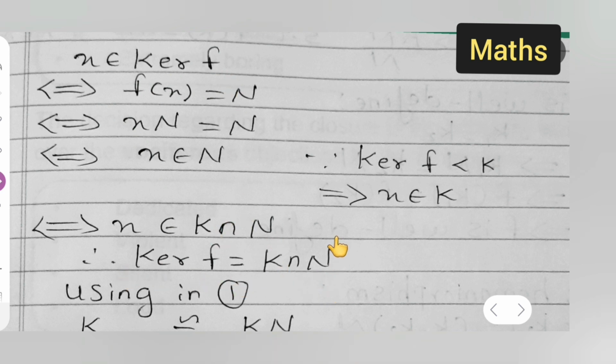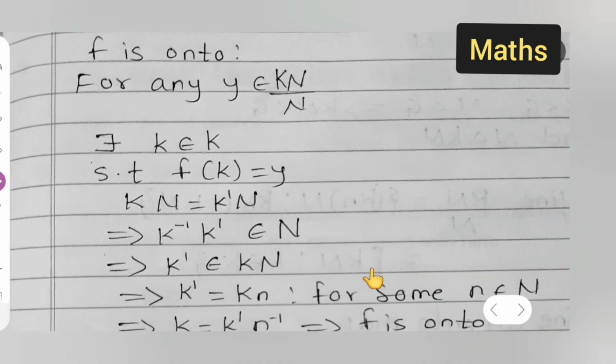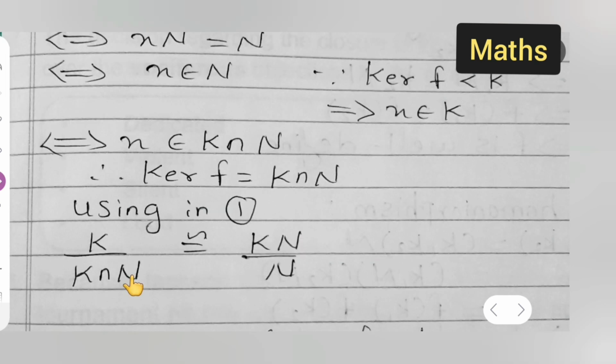Now you all are using this in equation 1. So what you will get in place of kernel of f, what are you going to write? K intersection N, because kernel of f is equal to K intersection N, we have proved. So K upon K intersection N is isomorphic to KN upon N.